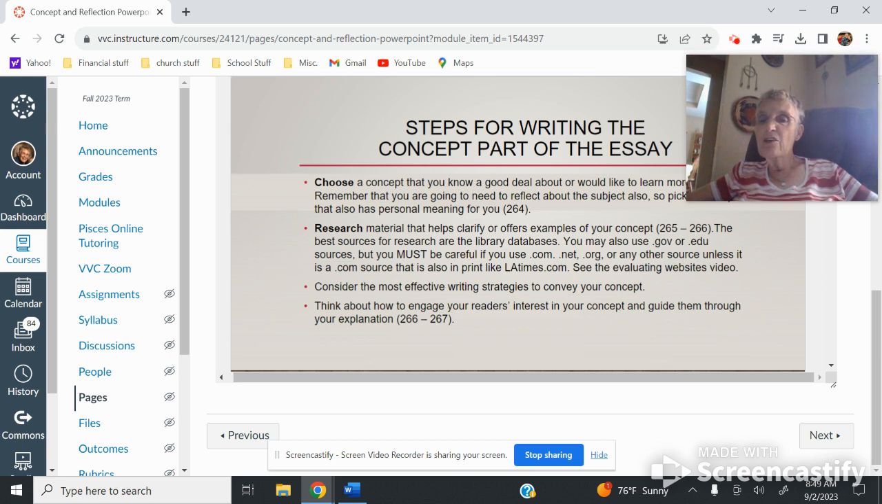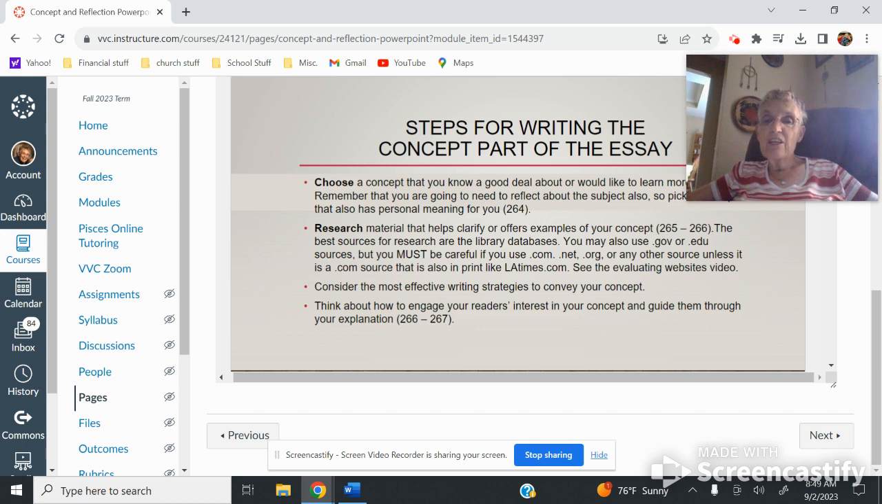You can use .gov, .edu sources, and .mil for military, but you must be very careful if you use .com or .org, unless it is a .com source that's also in print. In fact, I won't accept any .coms, .nets, .orgs, unless it's like latimes.com.